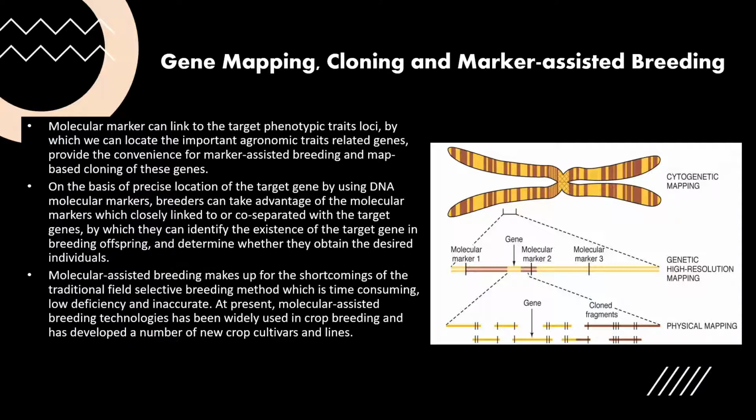Molecular assisted breeding makes up for the shortcomings of the traditional field selective breeding method, which is time consuming, low efficiency, and inaccurate. At present, molecular assisted breeding technologies have been widely used in crop breeding and have developed a number of new crop cultivars and lines.